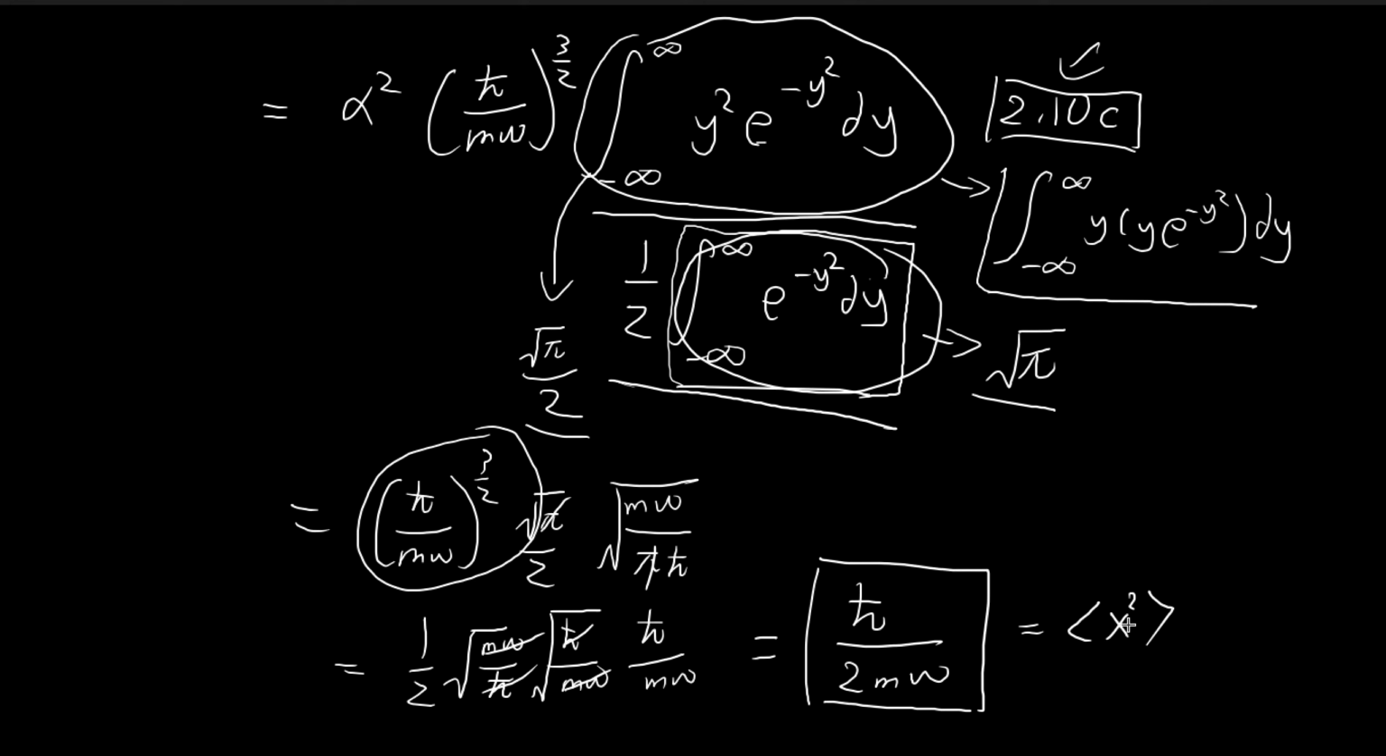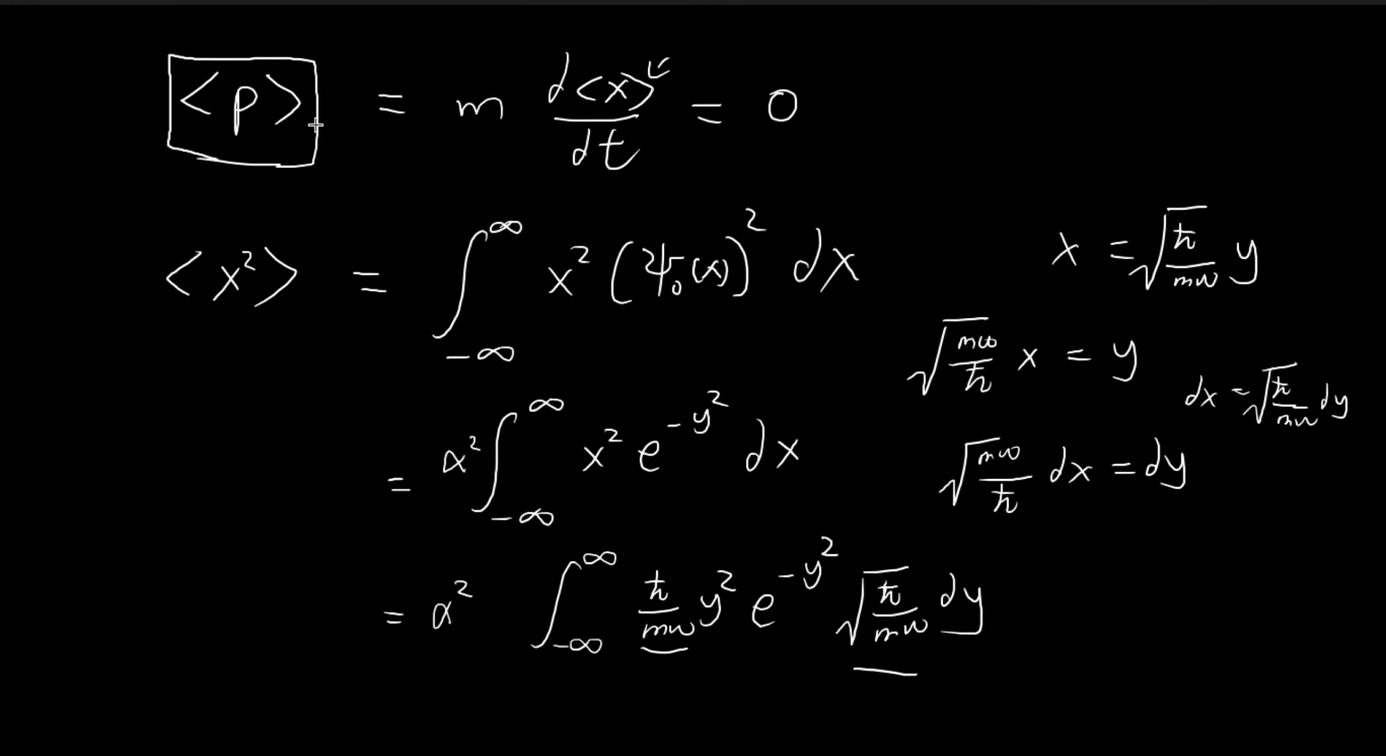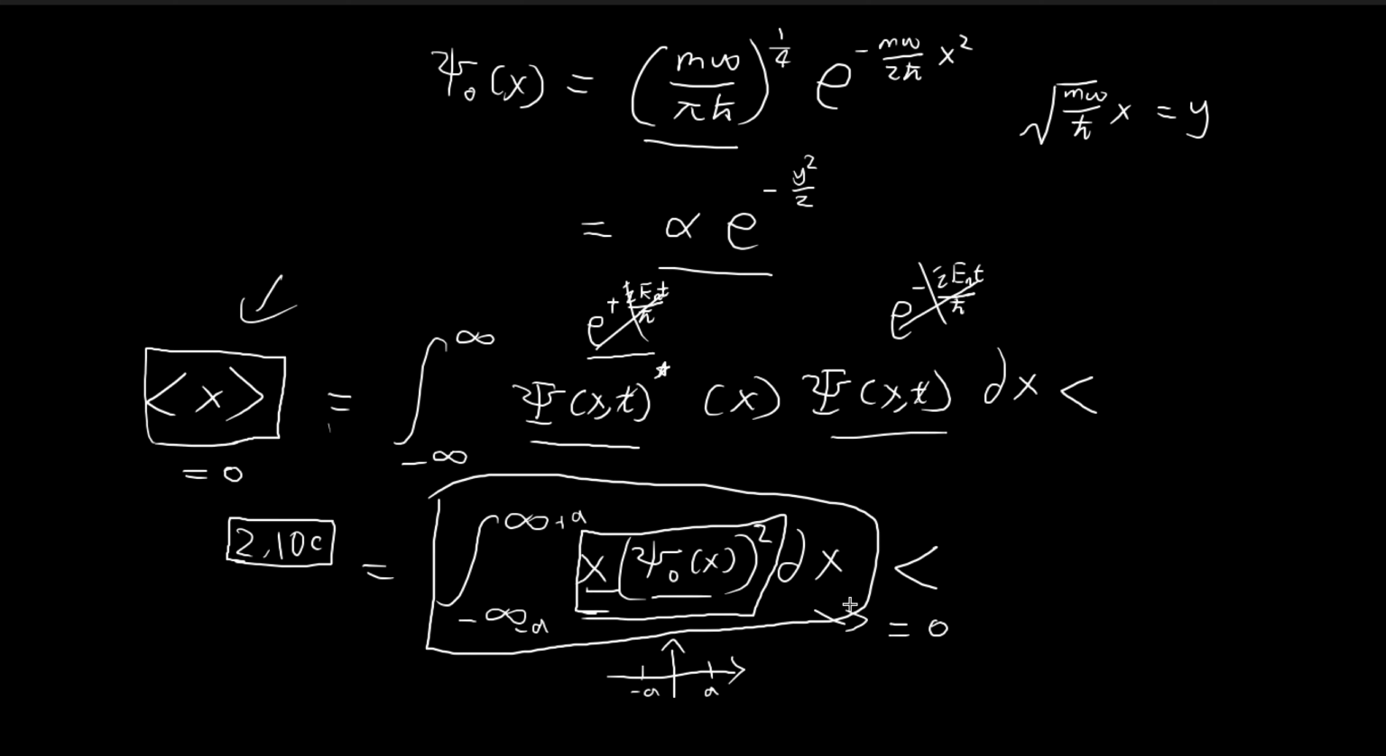So in this video, we found the expected value of x squared, and we found the expected value of momentum, which is 0, and the expected value of x, which is also 0.